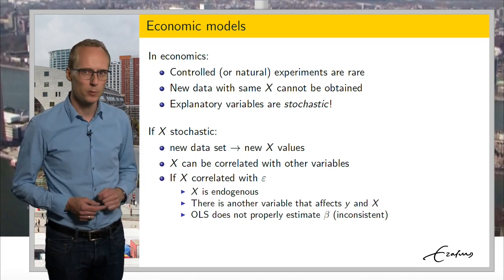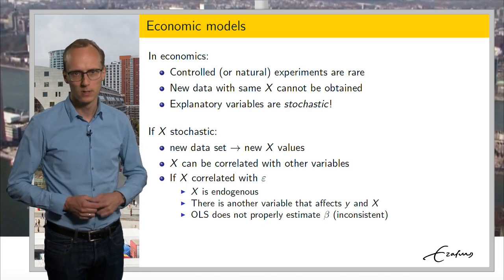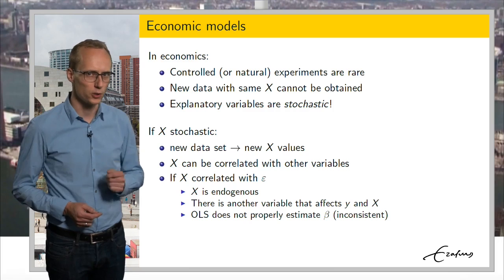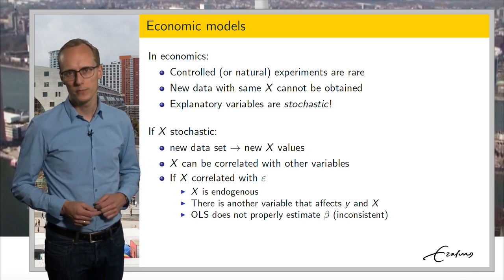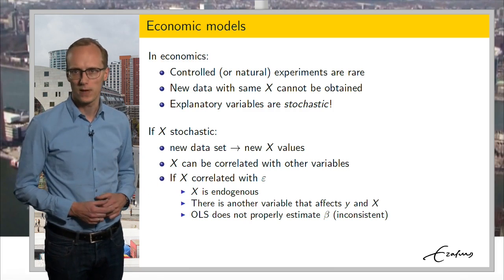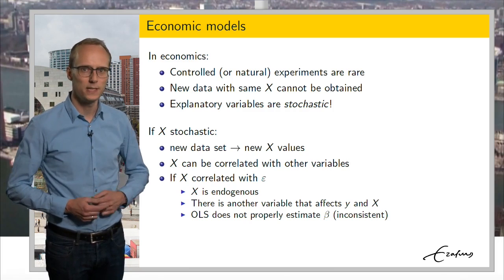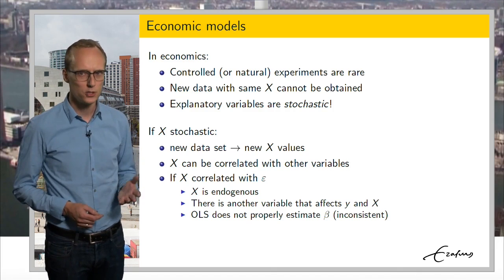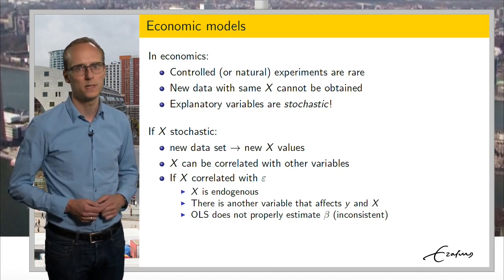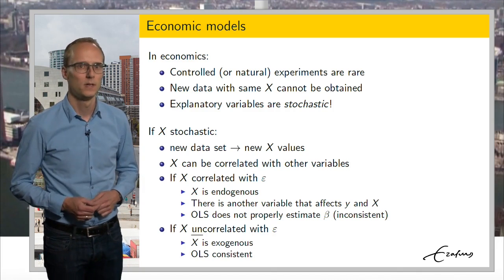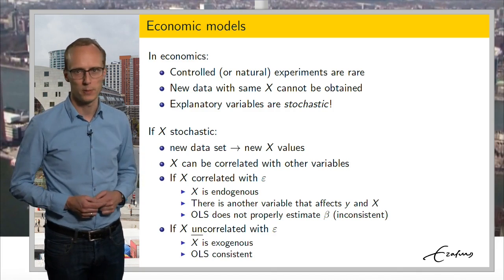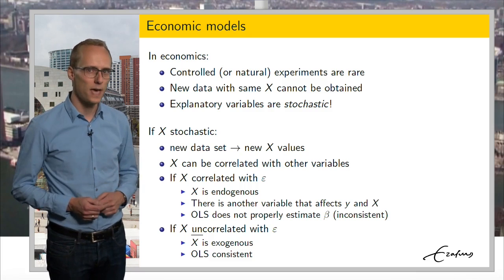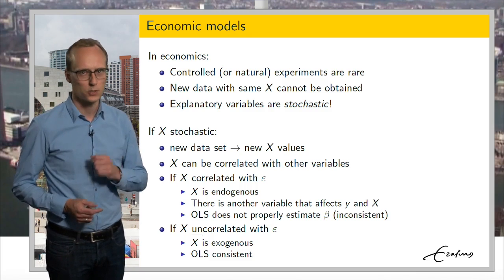If an explanatory variable x is correlated with epsilon, we say that x is endogenous. Usually, this correlation is due to an omitted factor. We will later see that this leads to inconsistency of the OLS estimator. That is, OLS does not properly estimate beta. If x is uncorrelated with epsilon, x is called exogenous and OLS is consistent.